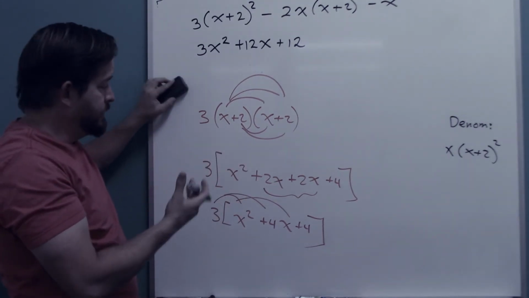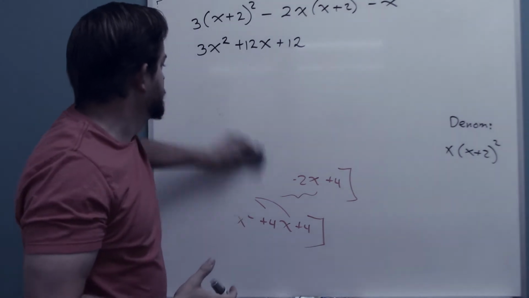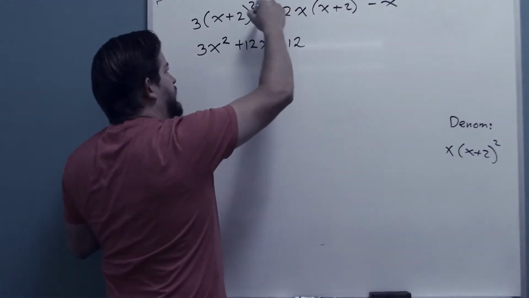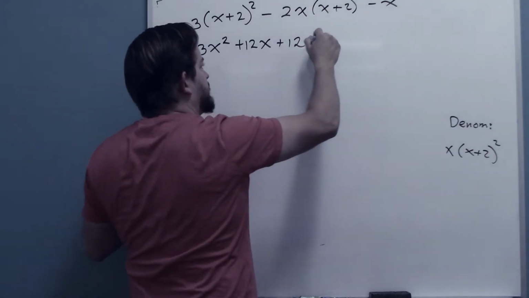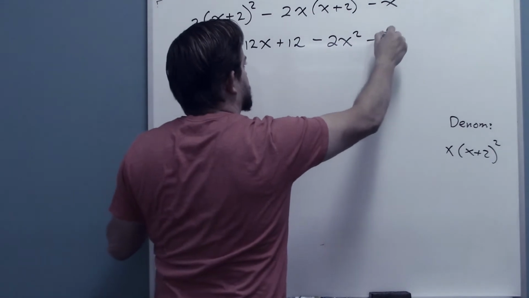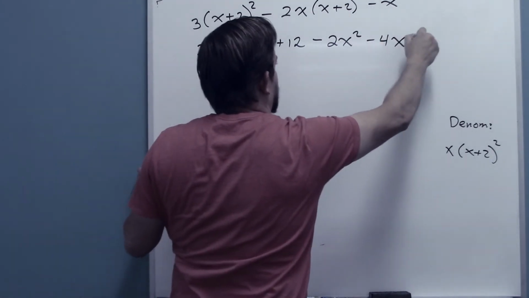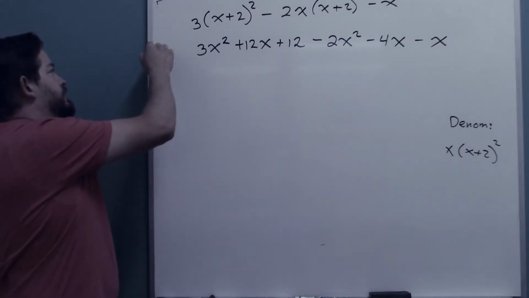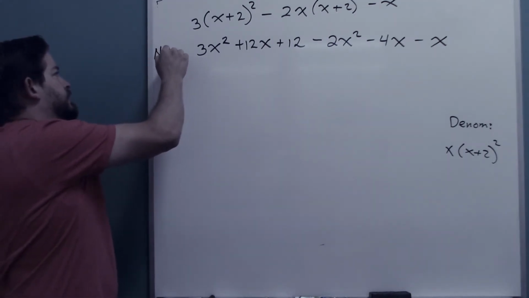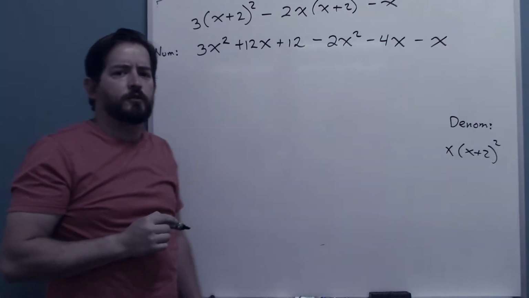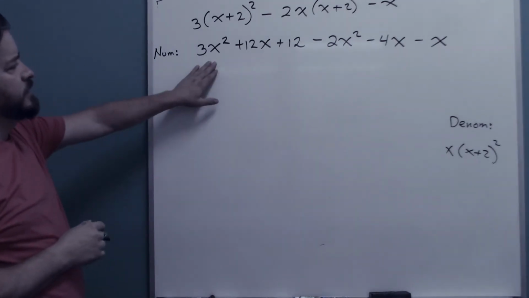3, 2, 1, here it goes. This negative 2x gets distributed through, so I get a minus 2x squared, and then minus 4x. And then I just have this minus x hanging out there, right? So again, this is all my numerator. Numerator, denominator sitting in the corner for a minute, we'll come back to it. But I can clean this up.